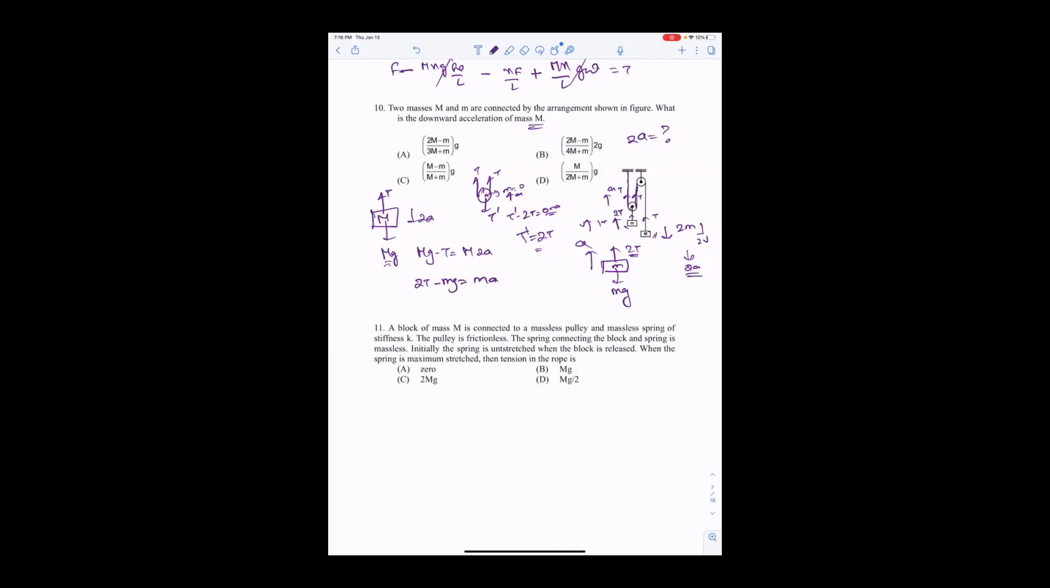Now for acceleration, I have to eliminate tension. So I multiply this by 2. When I multiply this by 2, 2 capital Mg minus 2T is 4 capital Ma. If I add these two equations, 2T gets cancelled. If I take g common, 2 capital M minus small m g is small m plus 4M into a. Am I right? So from this, I'll get acceleration a equal to 2 capital M minus small m into g by m plus 4M.